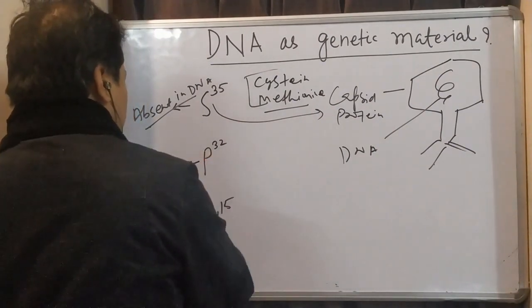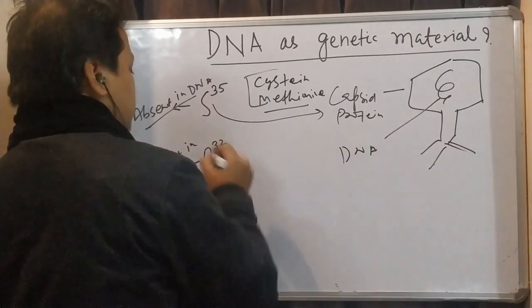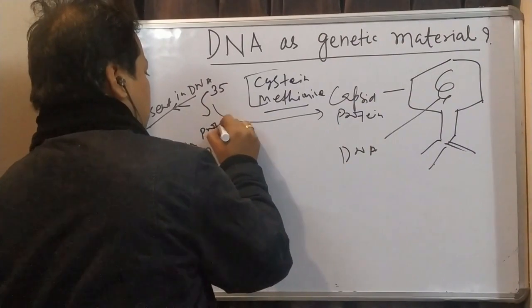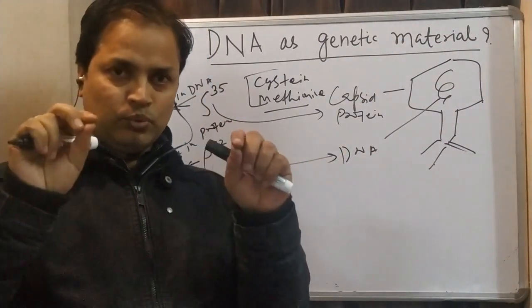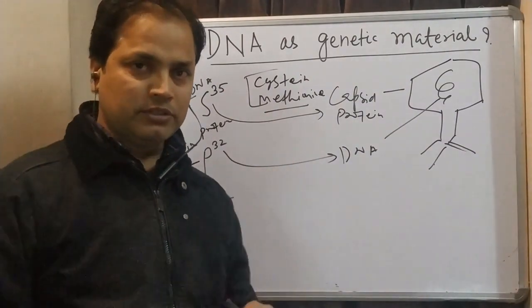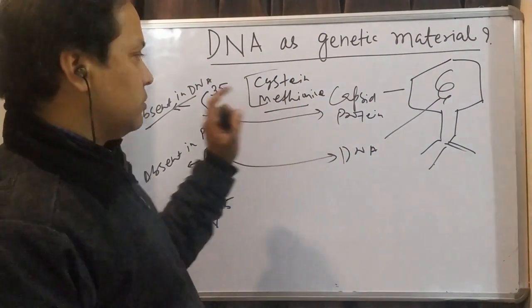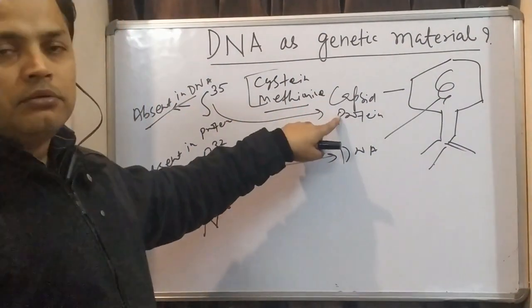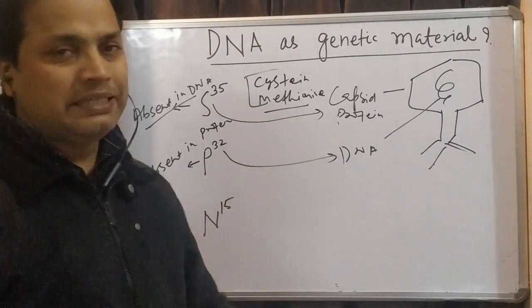So this phosphorus is absent in amino acids, so it is absent in protein also, but it is present in DNA. So they have selected two such isotopic substances which are present in only one component. So sulfur is present in capsid proteins and other proteins, and phosphorus is present in DNA.